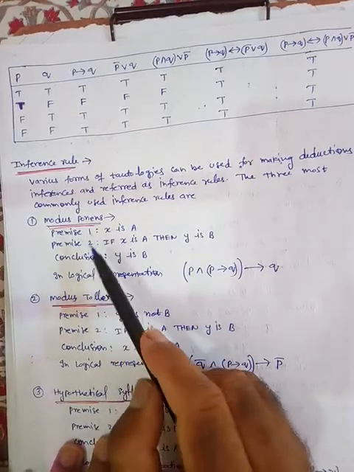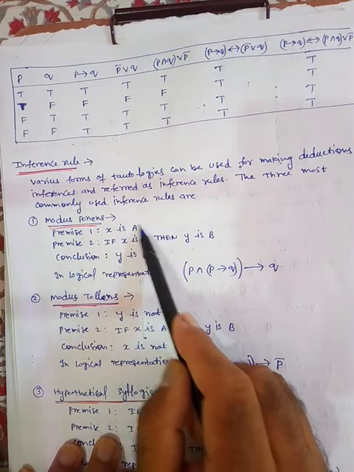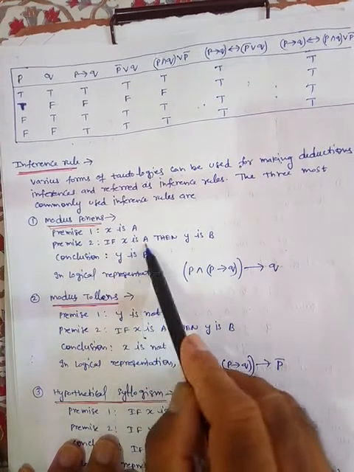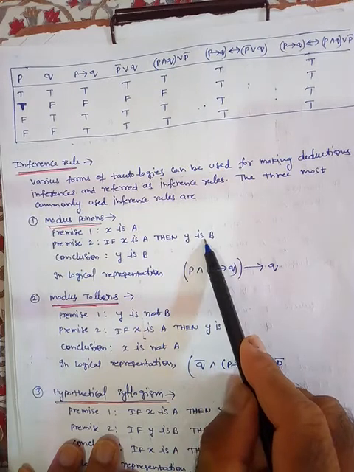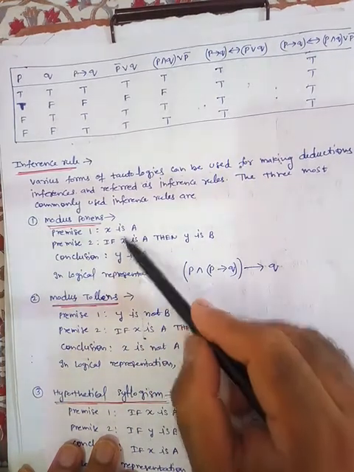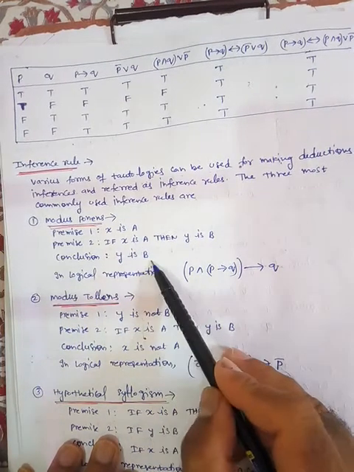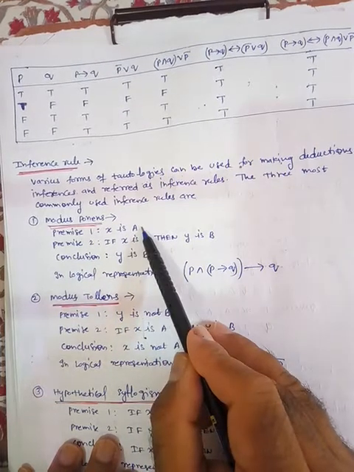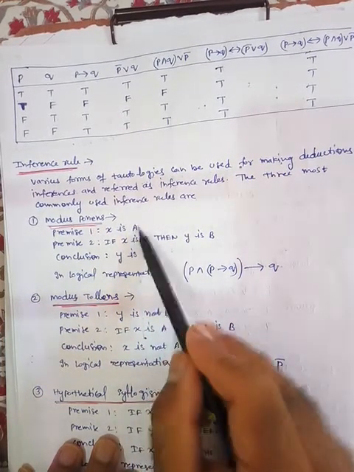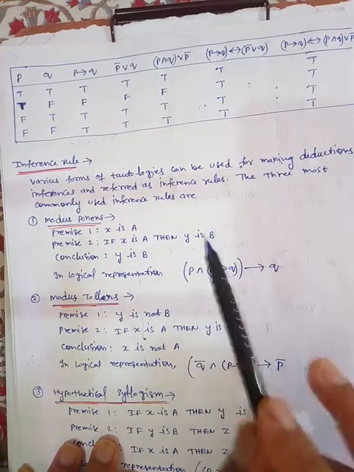Suppose we are having premise 1, X is A, whether this is true or false. Similarly, premise 2, if X is A, then Y is B. So we are having two premises, one is this, another one is this. Now we have to conclude some result. So the conclusion is Y is B because X is A. This is a tautology. We have already said this is a tautology. So this will be true, and if this is true, then this part will be true, and the conclusion will be Y is B. Fine.